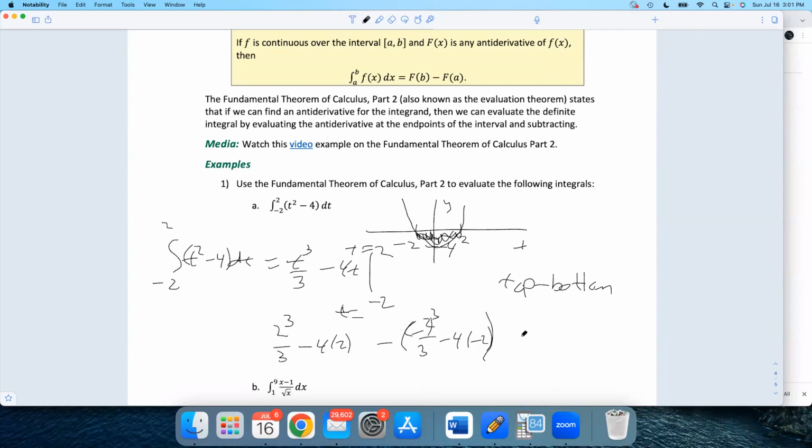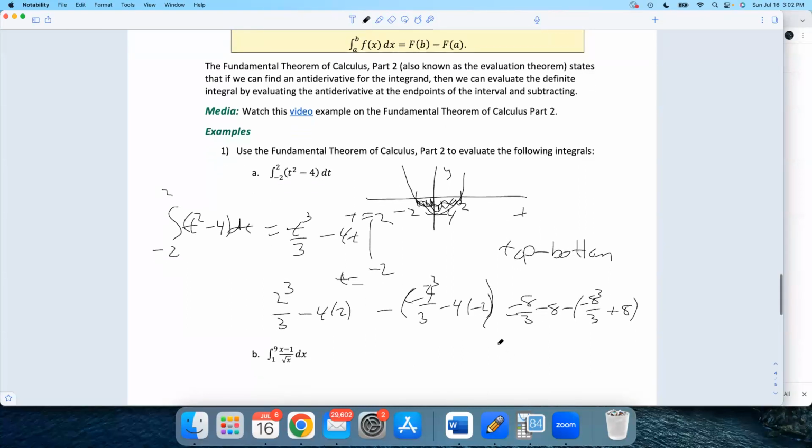All right, what do we get here? I get 8/3 minus 8 minus, I'm going to keep this minus for a second. That will be -8/3 plus 8, because a negative times a negative. And I've still got this negative outside there. So that will be 8/3 minus 8. Now I have to distribute. Here's where mistakes happen. You got to distribute that negative. Plus 8/3 minus 8.